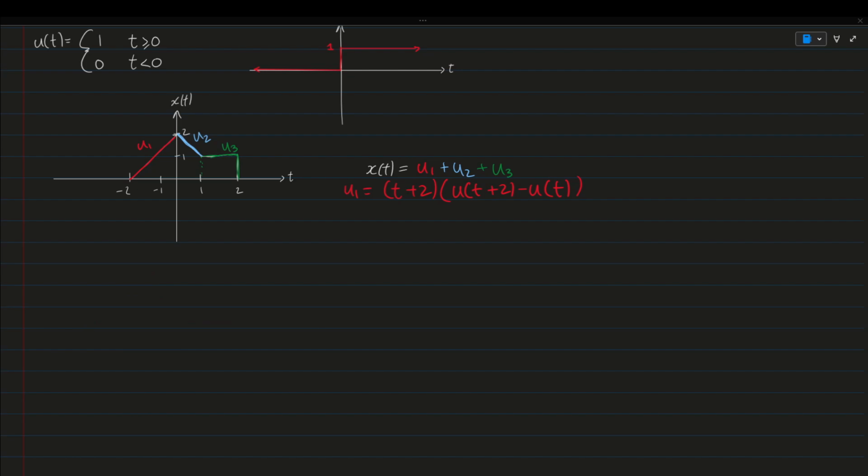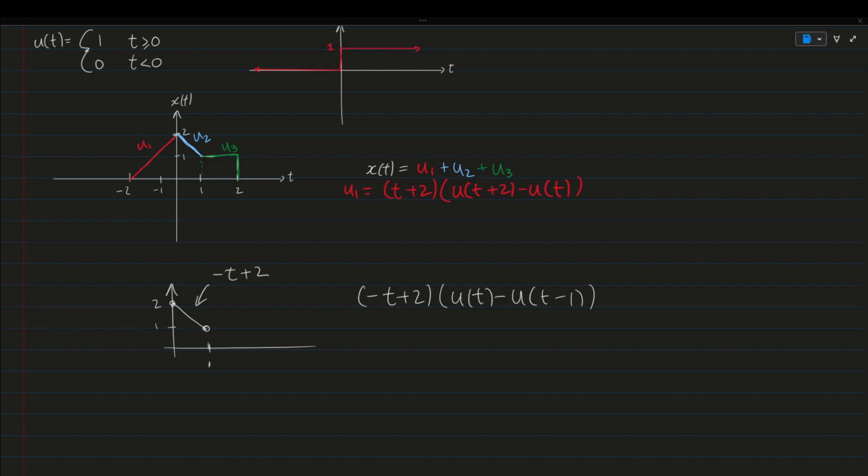Okay, for u2, it's very similar to u1, except we want to go from 2 to 1. This is 1. And this function is negative t plus 2. So again, now we want the function to exist between 0 and 1, so it's going to be negative t plus 2 times u of t minus u of t minus 1.